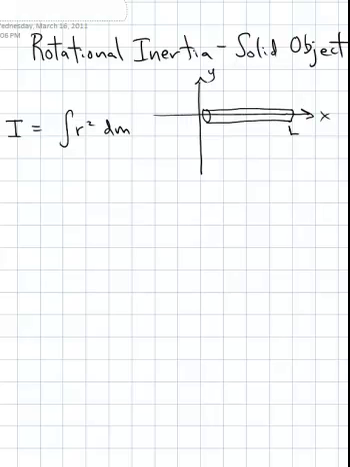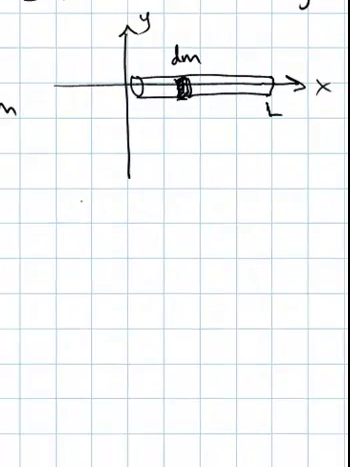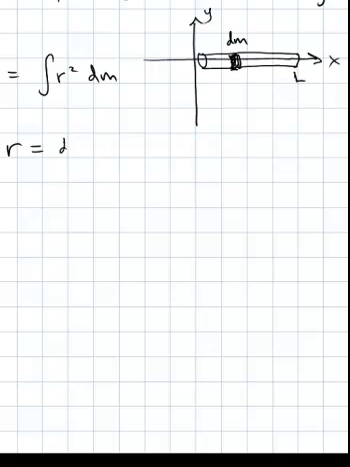Alright, so here's the equation we're using. The rotational inertia is the integral of r squared dm. So I have to pick some little chunk, some little piece out here, dm, some arbitrary location. Don't pick a special place, just pick some arbitrary location. Call that little chunk dm. And r is the distance from the axis of rotation to dm.